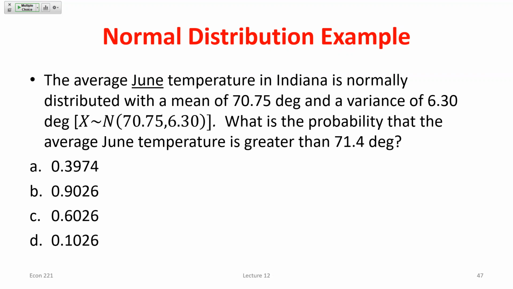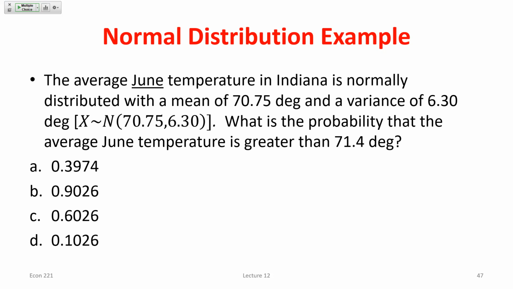So here's our mean. The value we're interested in is 71.4. And we want the probability of being greater than that. So right away, we know this probability has to be less than what? Yeah, right. The area to the right of the mean is 0.5. So we want something smaller than that. So right away, I'm thinking it's either going to be A or D. From there, what we're going to do is convert this into a z-score.